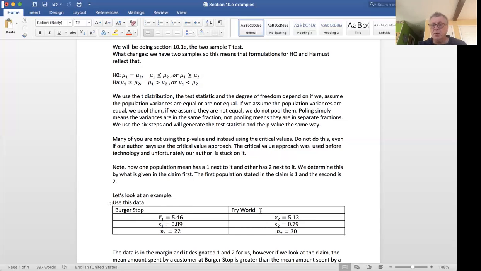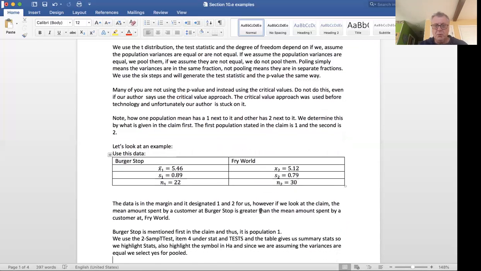Other times in the problem, it'll state something like, the county of Ada has a mean income that is greater than the county of Bay County. So typically in that claim, we take group 1 to be the group that's stated first in the claim and group 2 to be the other group. Okay? So that's kind of the rule of thumb we're going to follow.